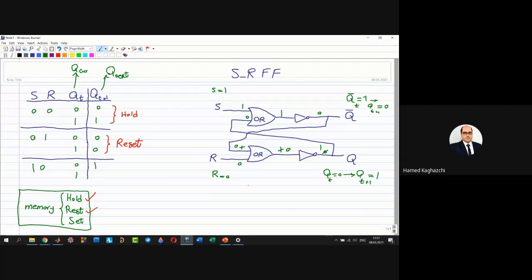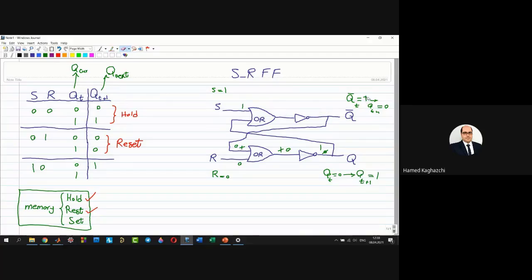Now again, if this 1 comes here, this output will not change, because we said that this value is don't care for us, because this value is 1. Again, everything will be set to 1.